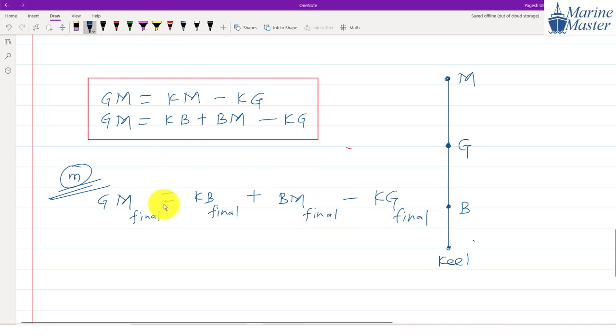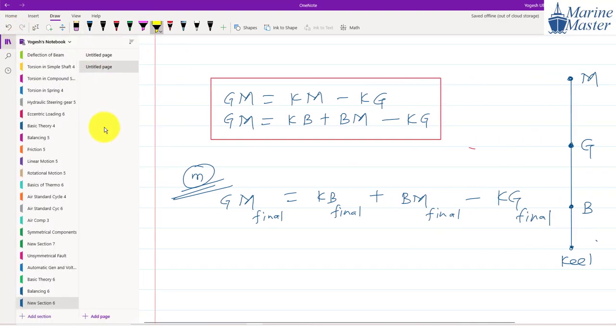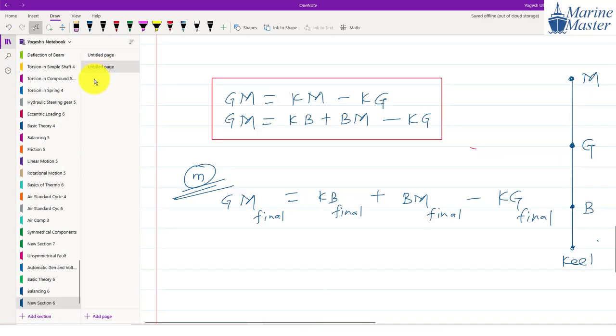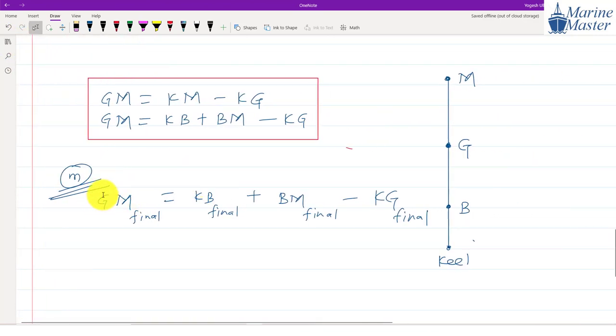And our target is what? What are we going to calculate in this relation, guys? Calculation of GM for small change in draft. So when there is a small change in draft, how do we get the GM final? GM final will be KB final plus BM final minus KG final.